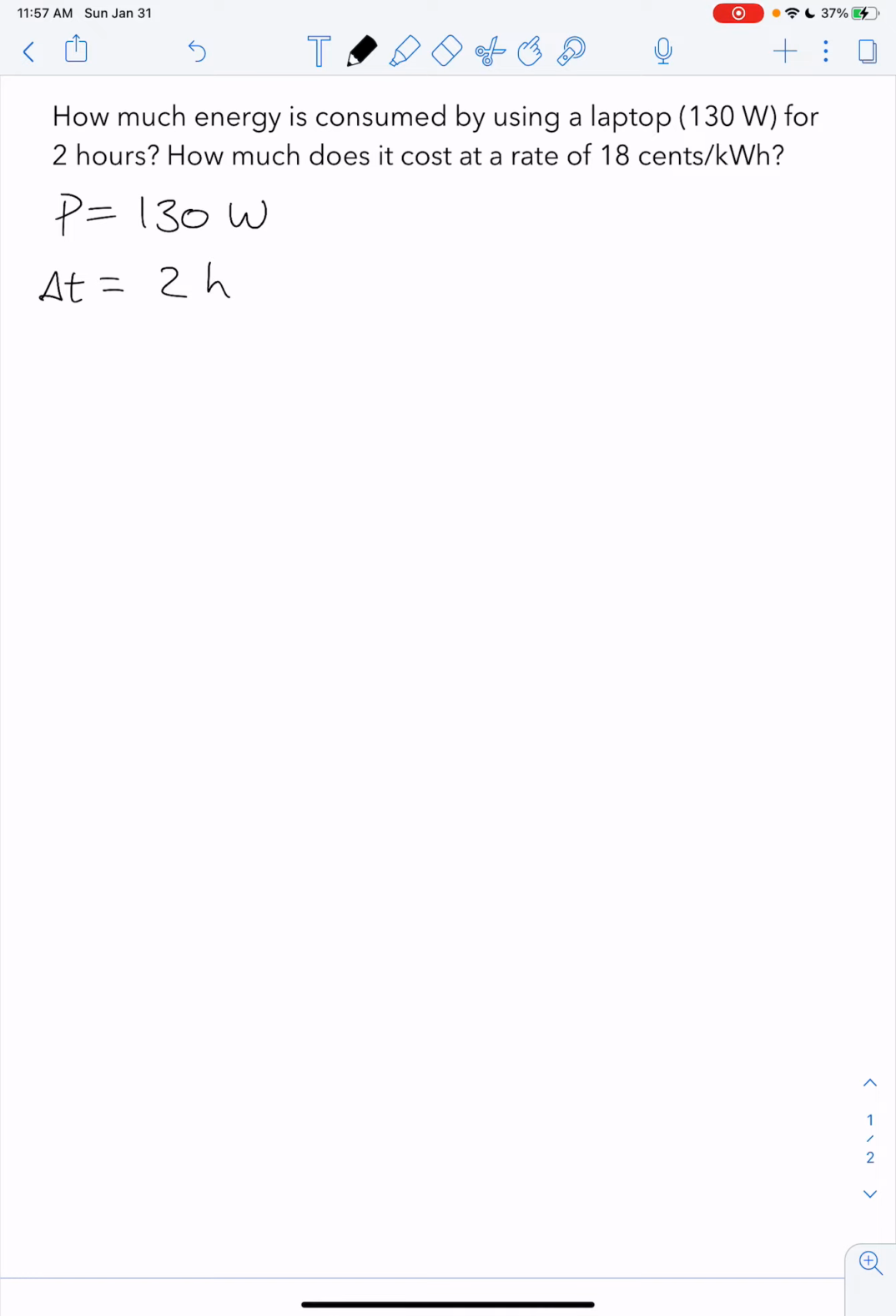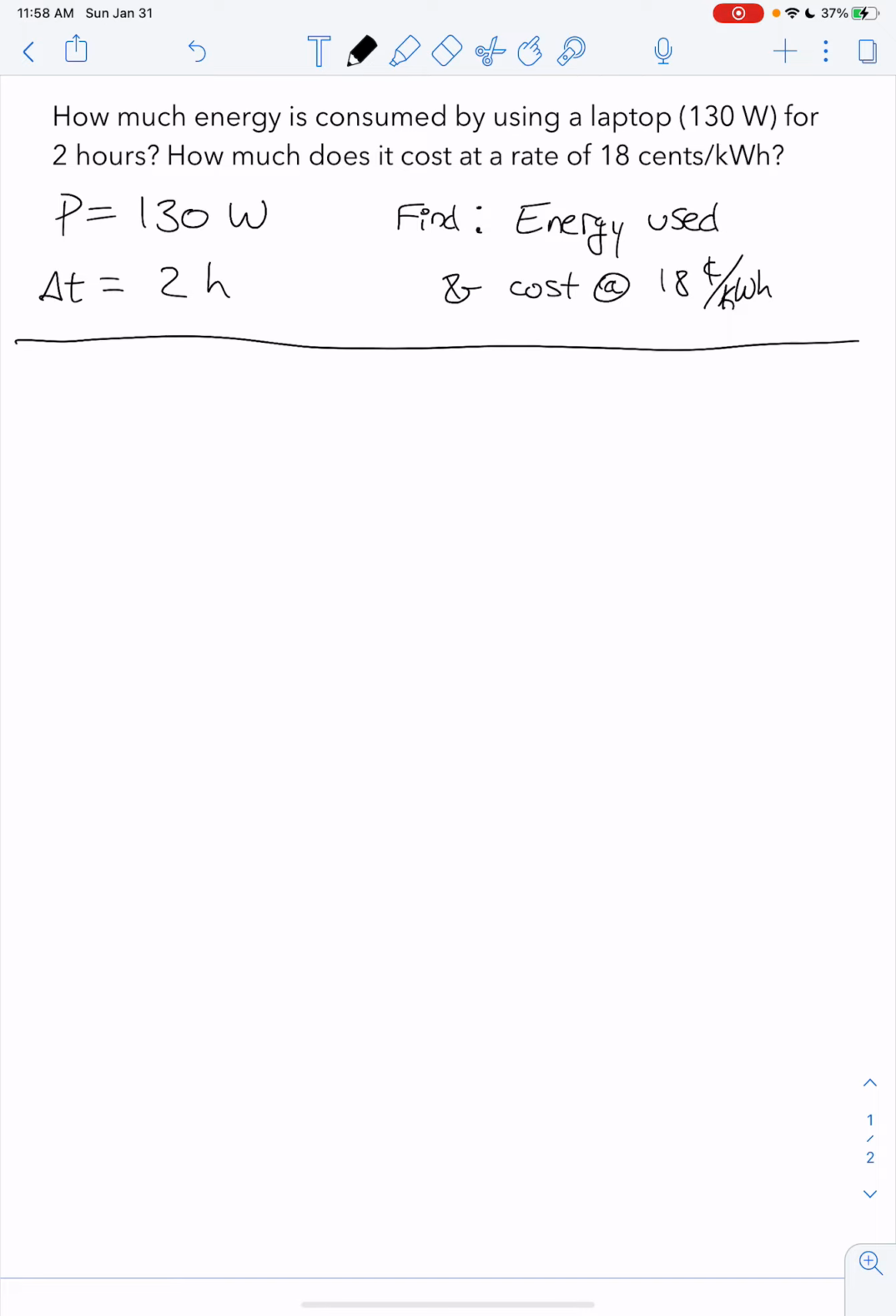Okay, so what are we actually trying to find? Well, the first thing we're going to find is the energy used, and then we're going to find the cost of that energy at the specified rate, which is 18 cents per kilowatt hour. And along the way, we're going to talk a little bit about kilowatt hours and how to move between SI units and kilowatt hours.